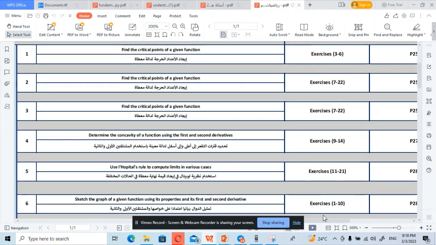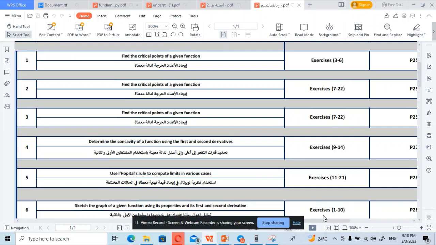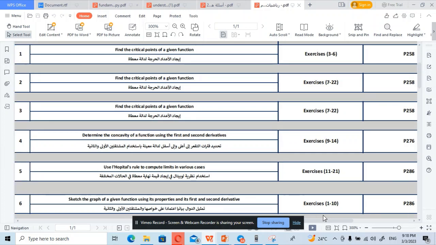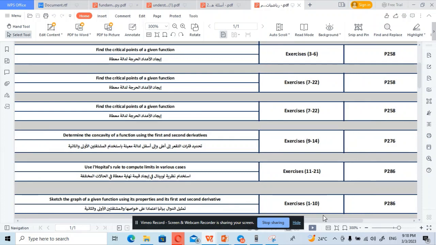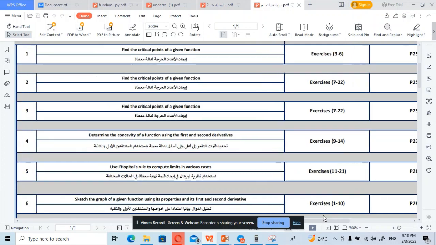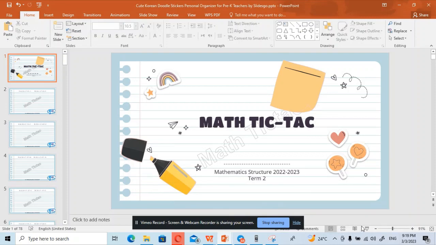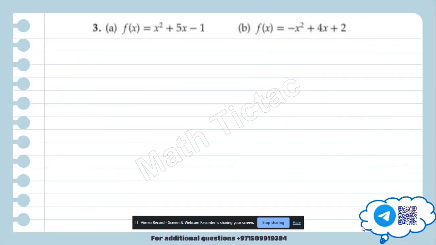I'll start with the first question, which is asking us to learn how to find the critical points or the critical numbers of a given function. You will find these exercises from number 3 to exercise number 6 on page 258 in your mathematics book. So let's start directly with the first question. Finding the critical numbers, question 3. Let's talk about what steps we can follow for finding the critical numbers for any function.